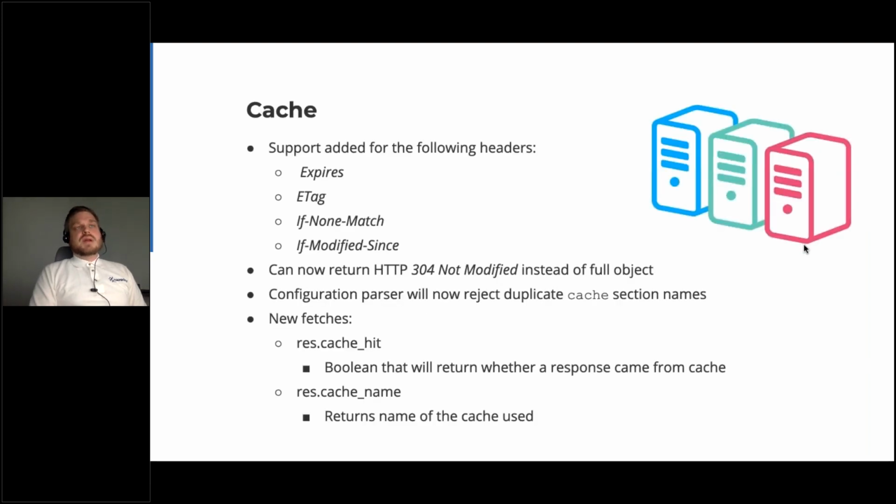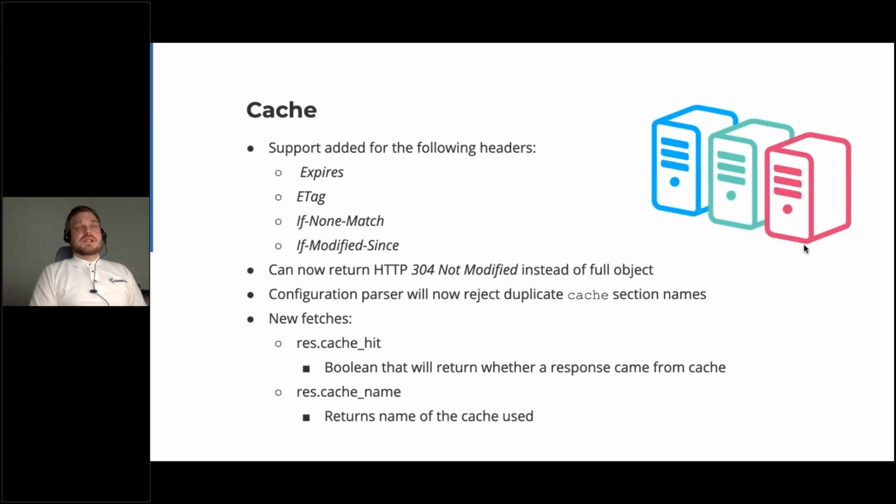So the HAProxy cache was introduced in 1.8, and it's seen continuous improvement since. This release adds support for the Expires header, which instructs HAProxy how long it should cache the response. It also adds support for the ETag, If-None-Match, and If-Modified-Since headers, and can return an HTTP status code 304 indicating not modified instead of the full object. The configuration parser will now also reject cache sections that contain duplicate names.